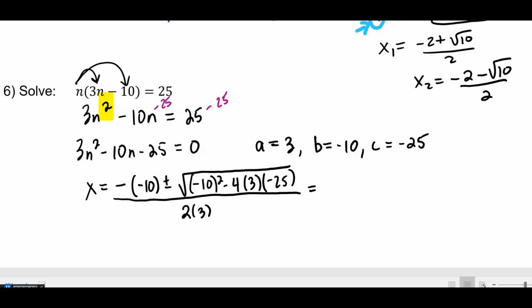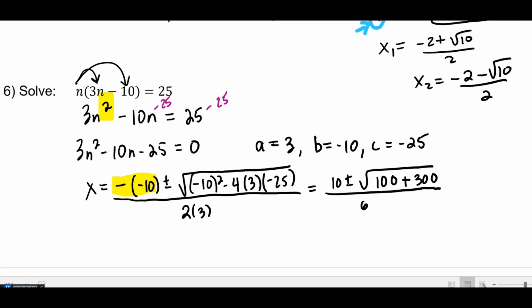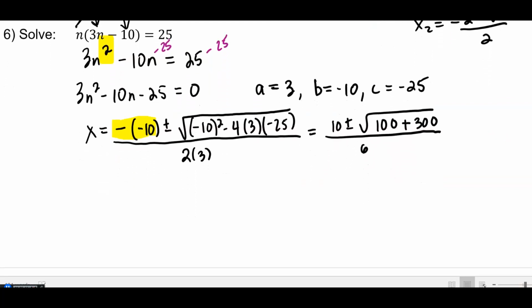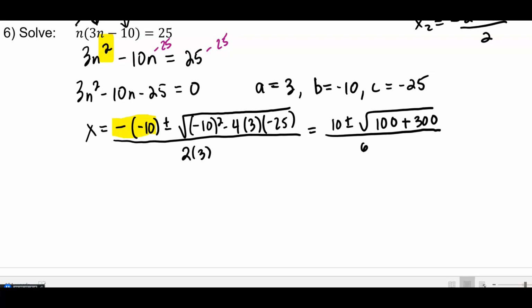All right, let's begin with this negative 10, the negative of a negative 10, positive 10 plus or minus the square root of 100 plus 4 times 3 times 25, 300, all over 6. All right, do you think you can finish it? If so, pause the video and play once you are done.